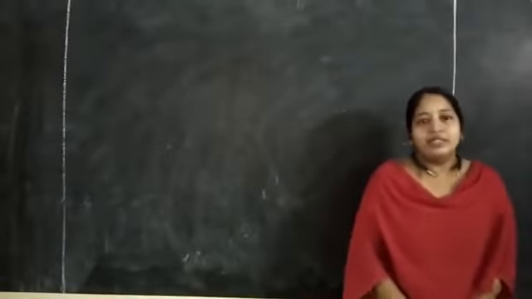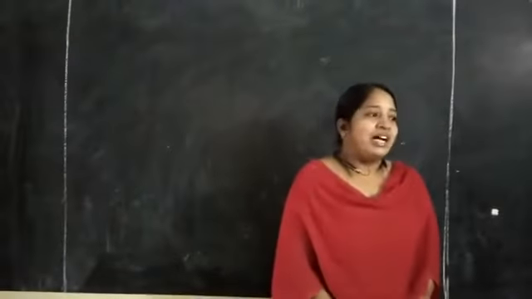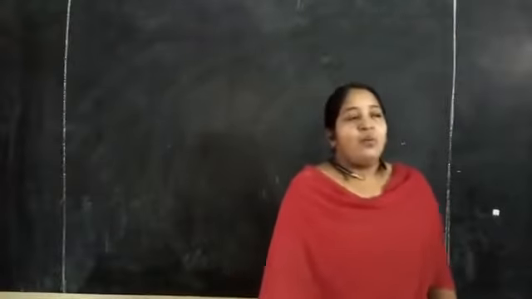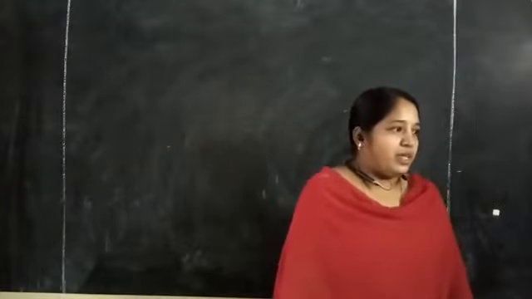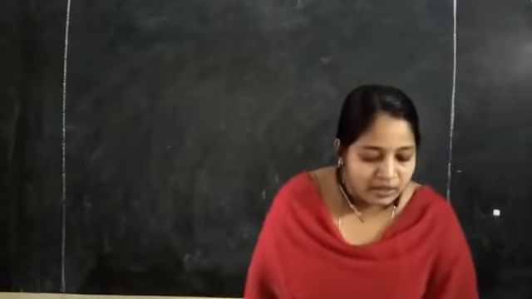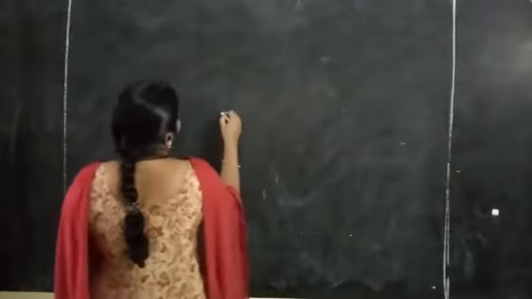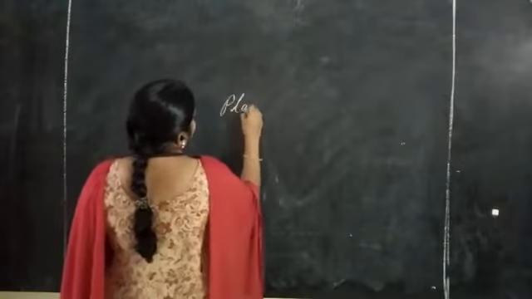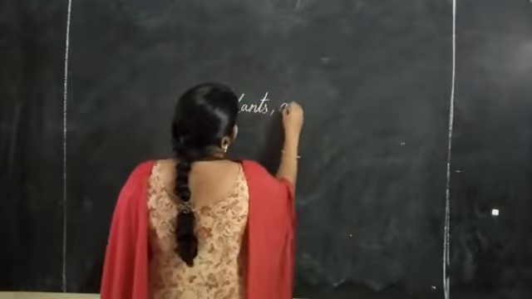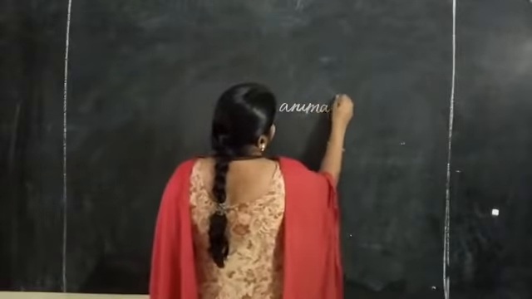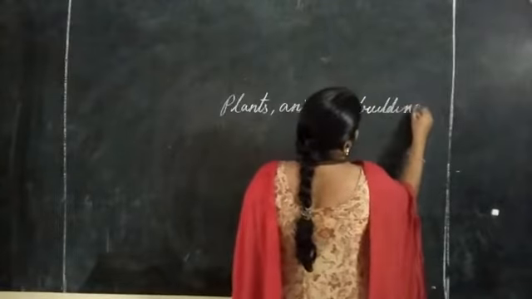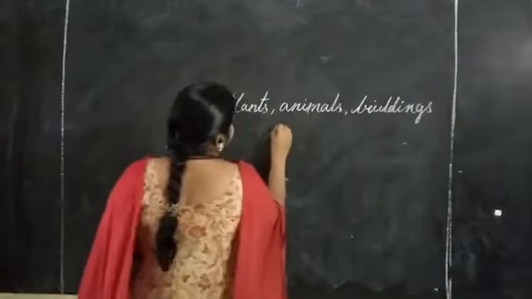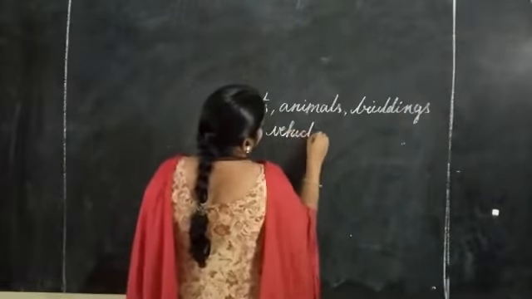So, before going into the lesson, I would like to ask you a few questions. While you are going to or coming from school, you observe a lot of things around us. Is it clear? What are the things you observe, children? Plants, animals, buildings, vehicles, etc.